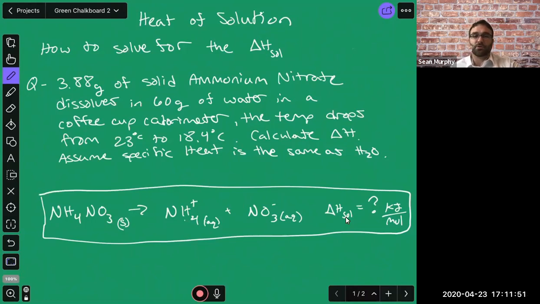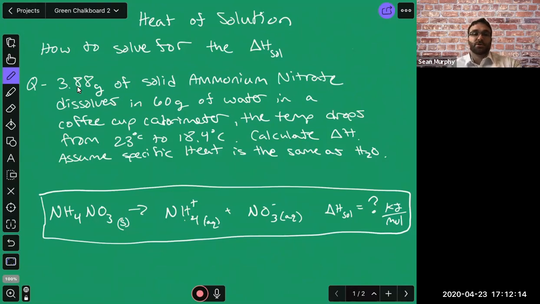It is now floating around. And typically we would have this delta H with a numerical value to tell us how much heat and in what direction, exothermic or endothermic, but we don't have it here. We have everything else, and that's what we're going to solve for today. So we're going to learn how to solve for the delta H of a solution.